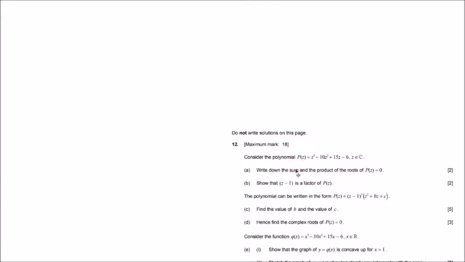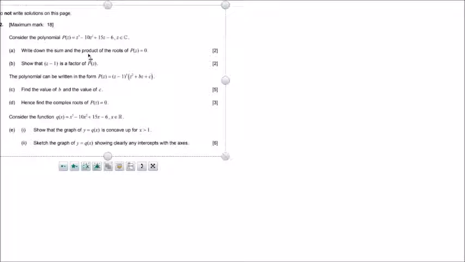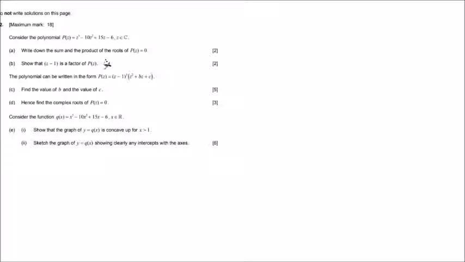Next, maximum mark 18. Consider the polynomial z to the 5th minus 10z squared plus 15z minus 6, where z belongs to the complex numbers. Write down the sum and the product of the roots of p of z equals 0, and show that z minus 1 is a factor of p of z. So in fact, I actually kind of want to do this last part first. Looks easier.